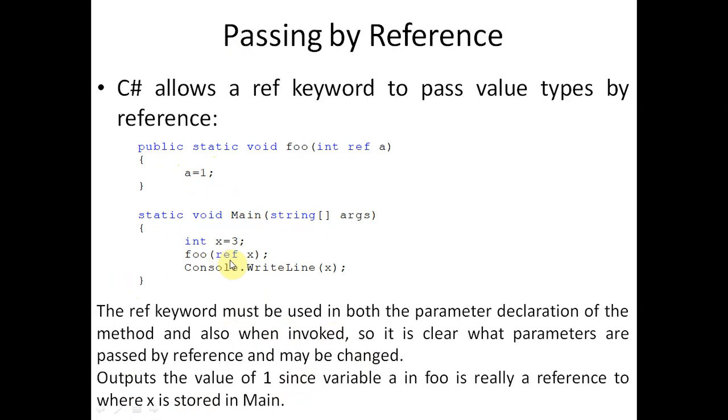You can see the ref keyword is used here. So by reference will reflect the change. Any change inside the function will reflect on the main program. So when we print the value of x, it will display 1, not 3. After running this function, it will be changed into 1. So this is called a by reference function.